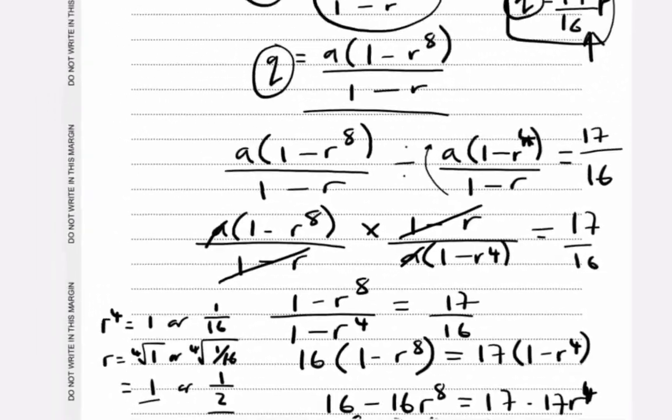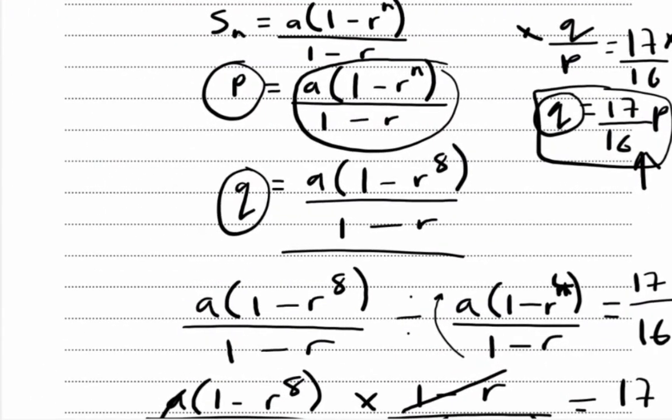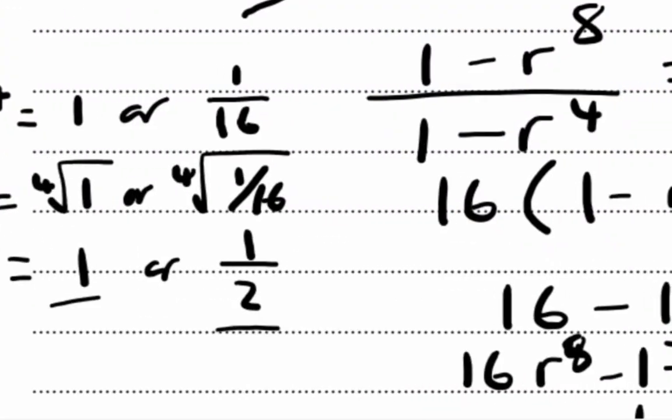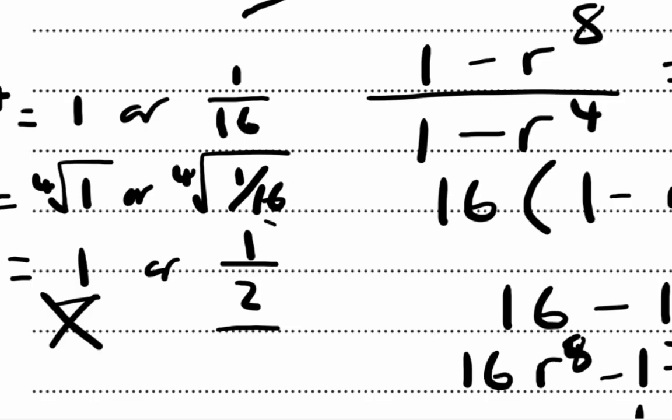But if we look at these formulas from our MF19, it states a condition there that we need to consider. It says R should not be equal to 1 for this to be true. So we're going to discard this one and take our R to be half.